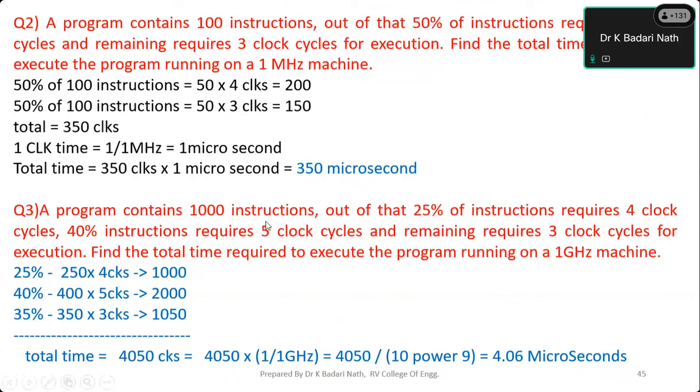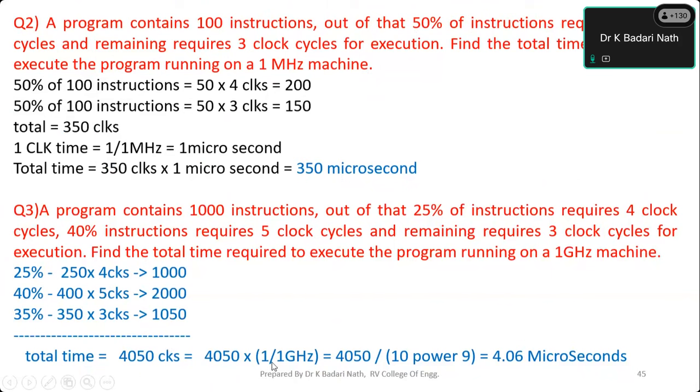A program contains 1000 instructions. Out of that, 25% of instructions require 4 clock cycles, 40% of instructions require 5 clock cycles and the remaining require 3 clock cycles for execution. Find the total time required to execute the program running on a 1 gigahertz machine. 25% means 250 into 4 clock cycles, 1000. 40% means 400 instructions, 5 clocks, 2000. 35% means 350 into 3 clocks, 1050. Now the total number of clocks required to execute all 1000 instructions is the addition of these, 4050 clocks.